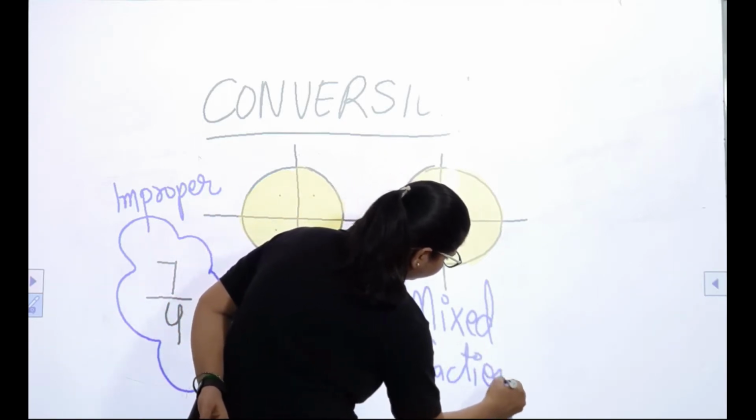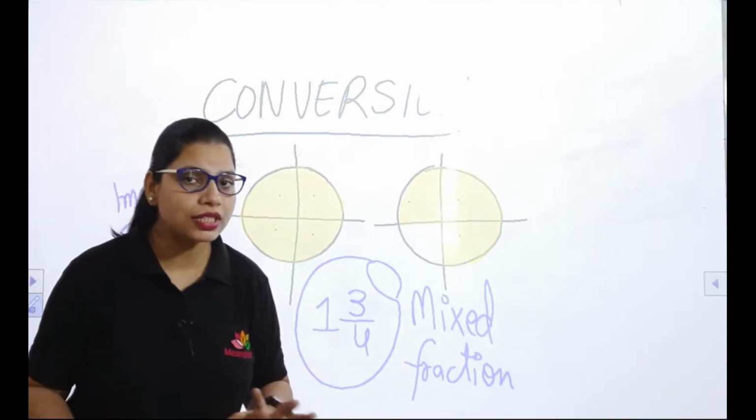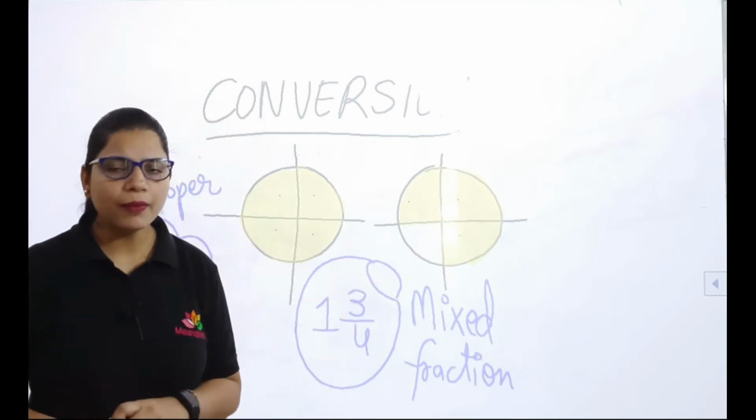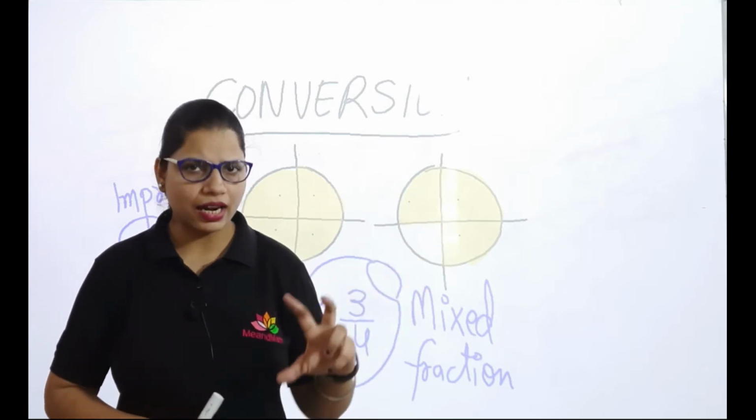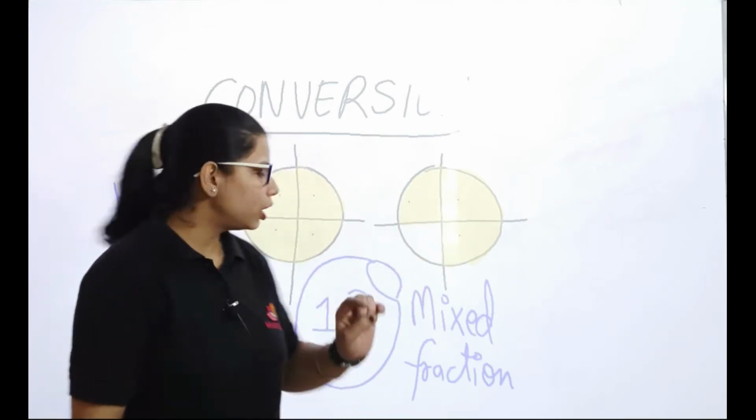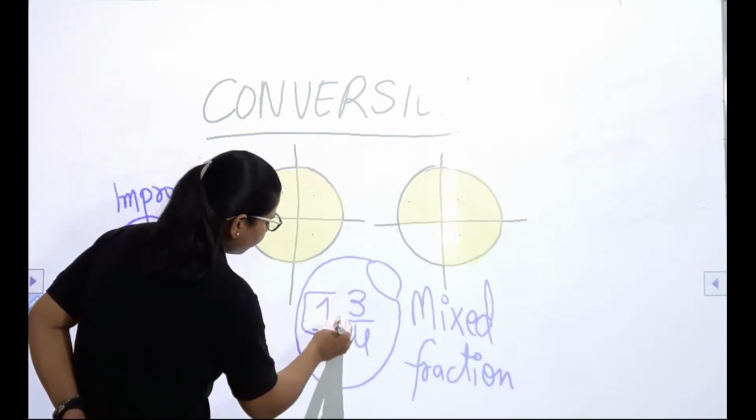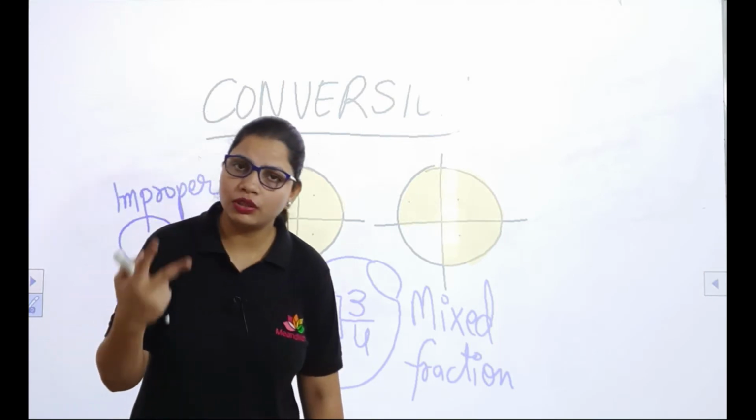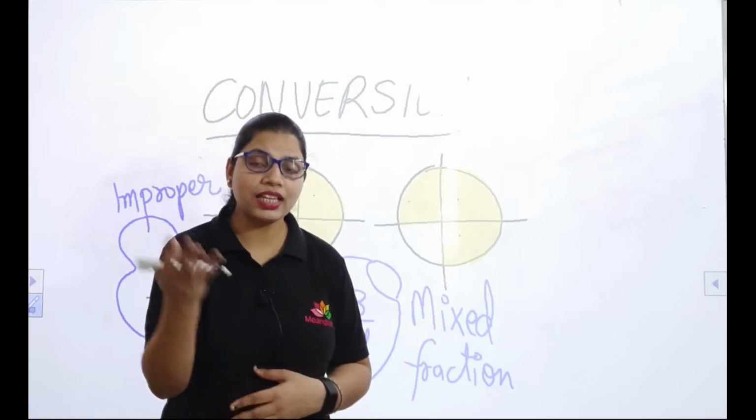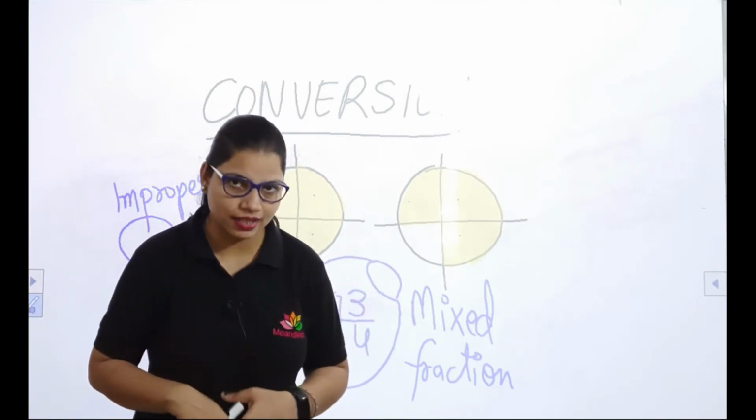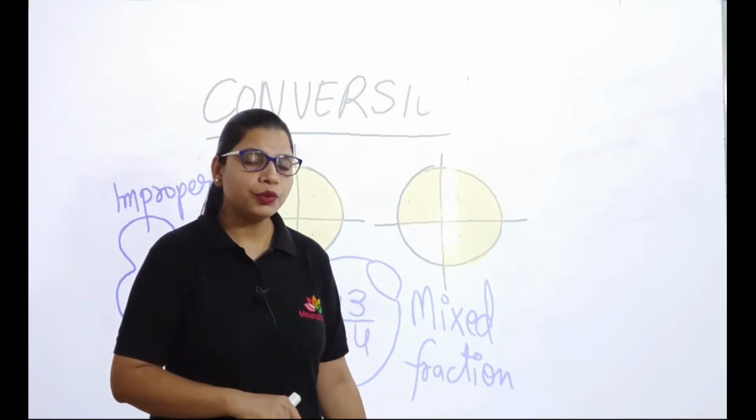So if the scenario is somehow you are eating some wholes and then some part of another, if you eat something completely and then take a little part of another, then what you eat fully, you will represent here in this box. You represent the wholes: 1 whole consumed, 2 wholes, 3 wholes, and then the fraction from the other whole that you have eaten. This is the representation of a fraction into a mixed one.